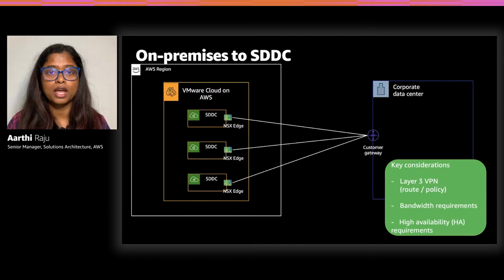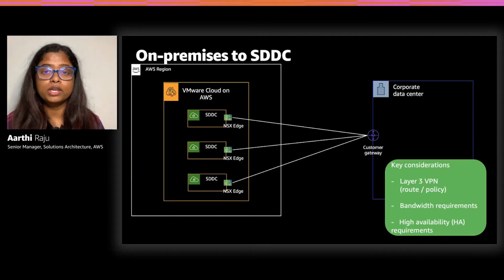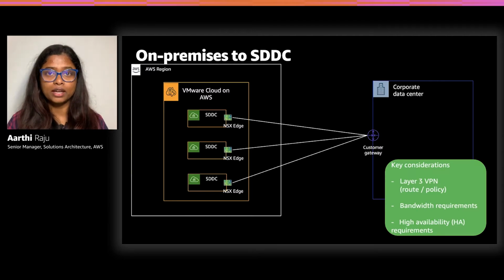And let's look at the design bubble here. So this is a layer 3 VPN connection, meaning you can select it to be a route-based or a policy-based VPN connection.